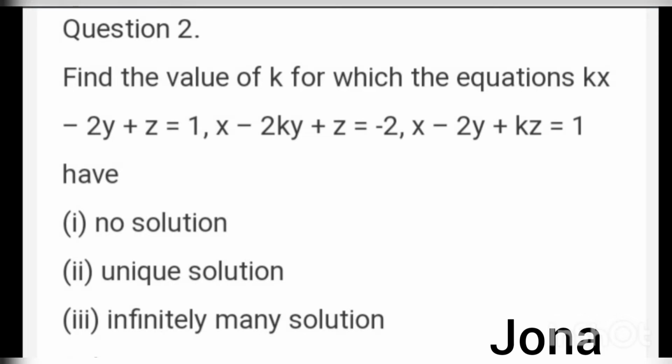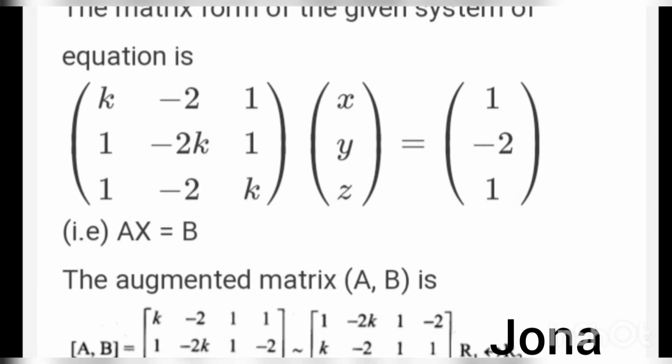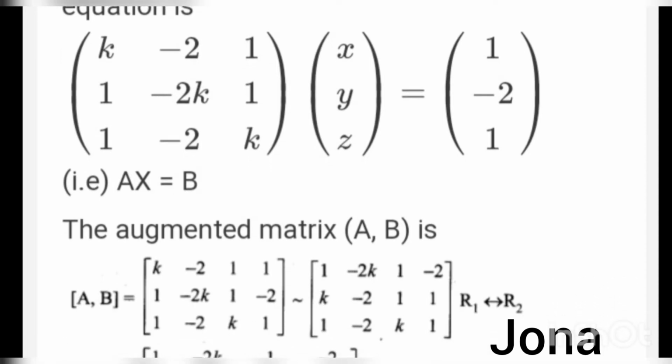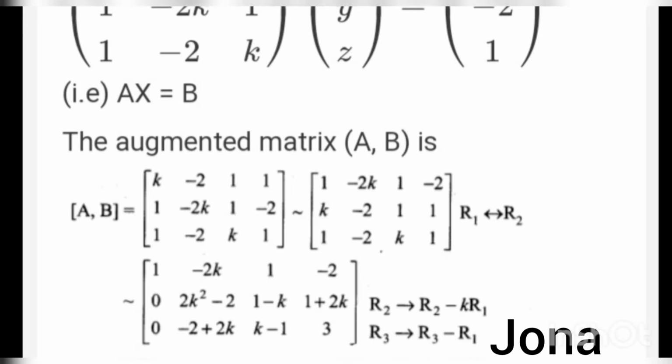Let me write the equations into the matrix format. The matrix form of the given system of equations is the matrix with rows k, minus 2, 1; 1, minus 2k, 1; 1, minus 2, k; and x, y, z, and the right side 1, minus 2, 1. So we can write this as AX equal to B. Then the augmented matrix A comma B we can write as k, minus 2, 1, 1; 1, minus 2k, 1, minus 2; 1, minus 2, k, 1.